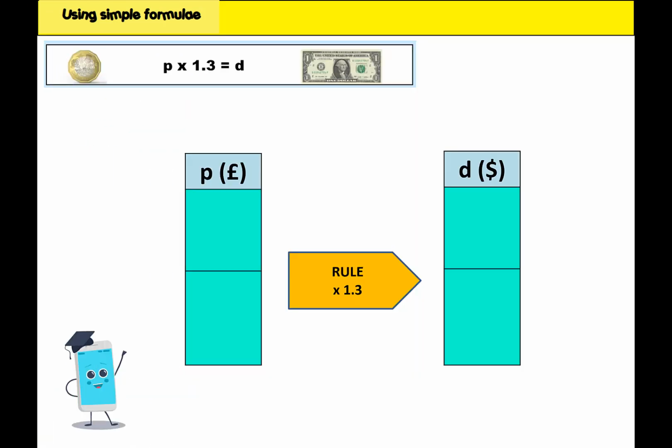Okay, let's look at how we can solve some word problems. Now I've got my formula, P times 1.3 equals D. So the pound multiplied by 1.3 equals the value in dollars. And I've drawn up my pounds and my dollars with my rule, as we had done in the very first activity where we had our columns, our rule, and then our resulting column. You don't have to write it like this. This is just a good way to visually represent what you're doing. Okay, let's have a look at a word problem then.